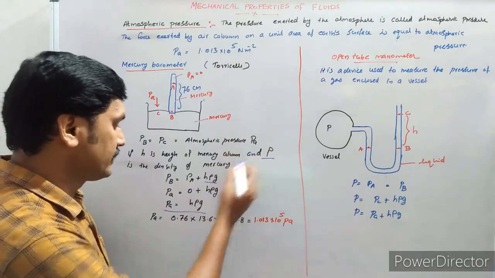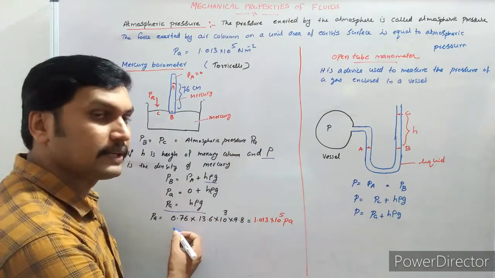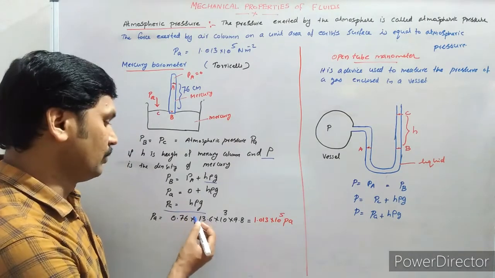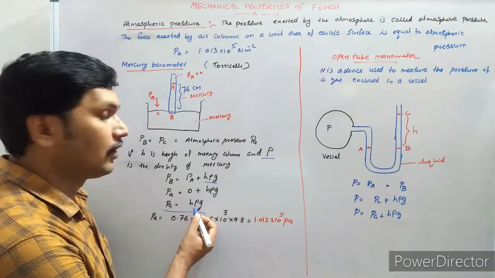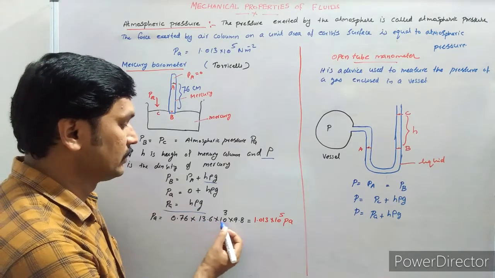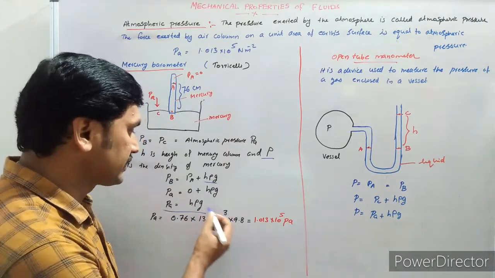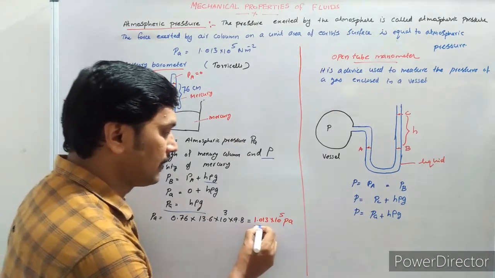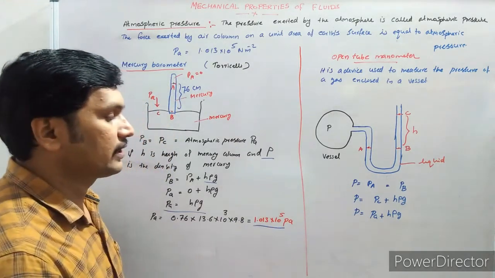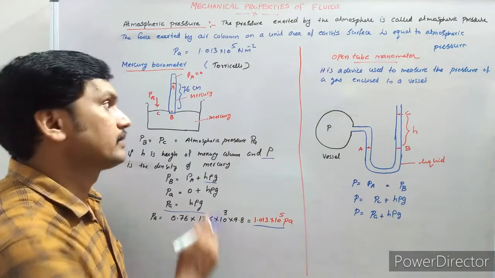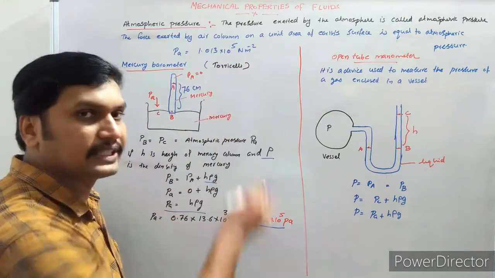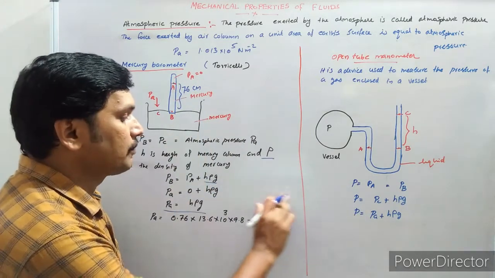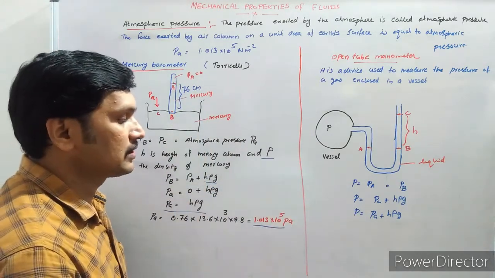Substitute this value. H is equal to 76 centimeter, which we write in meter as 0.76 meter, into rho, the density of mercury, 13.6 into 10 raised to 3, into acceleration due to gravity 9.8. So we get approximately 1.013 into 10 raised to 5 Pascal. The atmospheric pressure is calculated by using this mercury barometer or Torricelli barometer as 1.013 into 10 raised to 5 Pascal.